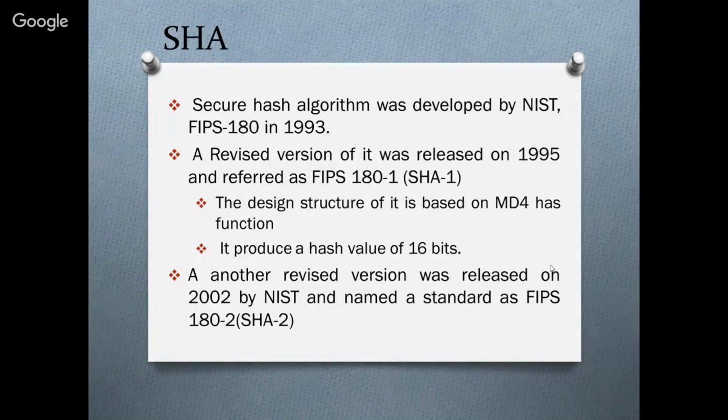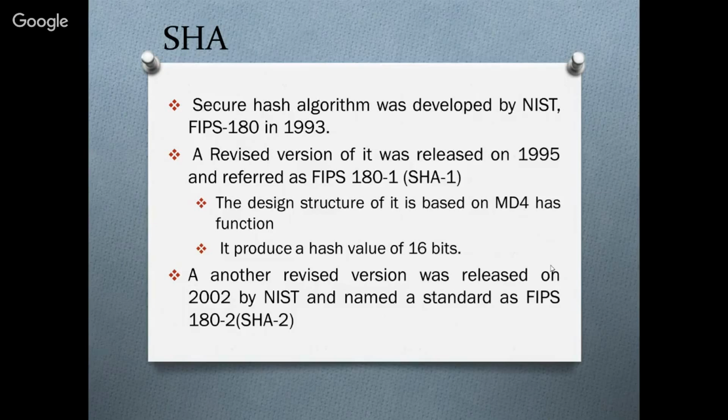So there was a drawback or weakness in this. So they went for a revision of this same algorithm, named FIPS 181, and it was released in the year 1995 and referred to as SHA-1. This SHA-1 has a design structure based on the MD4 algorithm, and it also produces a hash value of 16-bit.